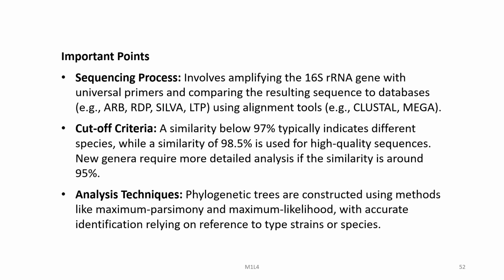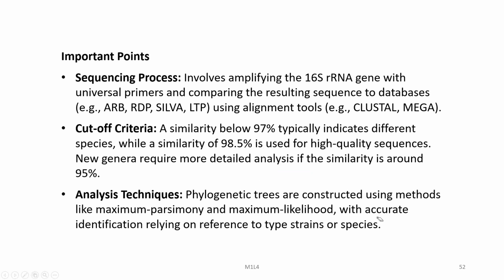Some of the important points in this regard are the sequencing process. This involves amplifying the 16S rRNA genes with universal primers and comparing the resulting sequences to databases like ARB, RDP, SILVA, LTP, and using alignment tools like Clustal and MEGA. Then we need to set a cutoff criteria. A similarity below 97% typically indicates different species, while a similarity of 98.5% is used for high quality sequences. New genera require more detailed analysis if the similarity is around 95%.